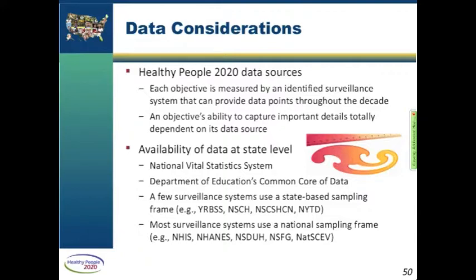In contrast, most surveillance systems use a national sampling frame, and for these, states will not have data unique to them that are available. This would include such really important surveillance systems as the National Health Interview Survey, the National Health and Nutrition Examination Survey, the National Survey on Drug Use and Health, the National Survey of Family Growth, and the National Survey of Children Exposed to Violence.